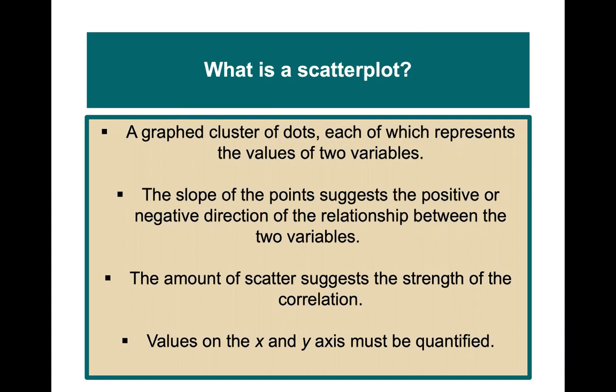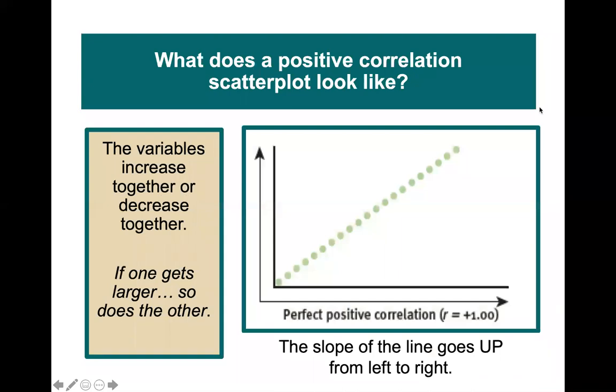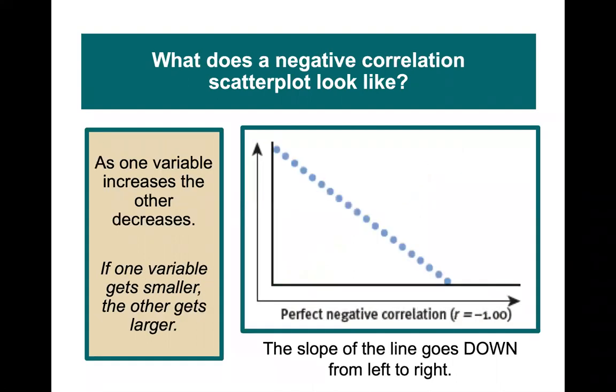So here's an example. What does a positive correlation scatter plot look like? So this would be a perfect positive correlation. The variables increase together or decrease together. If one gets larger, so does the other. So on each axis, as it goes up on the X, it goes up on the Y, and it would be perfectly correlated. The slope of the line goes up from left to right. So how about a negative correlation scatter plot? What would that look like?